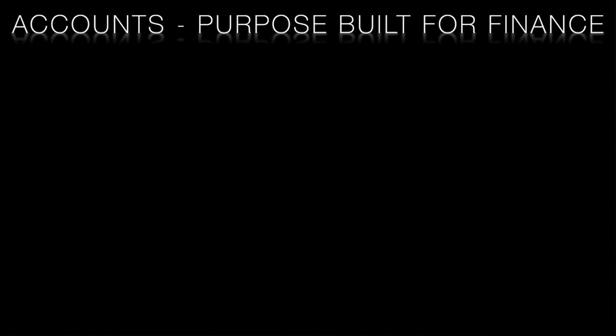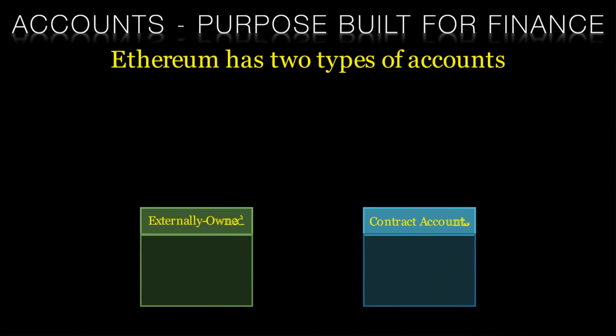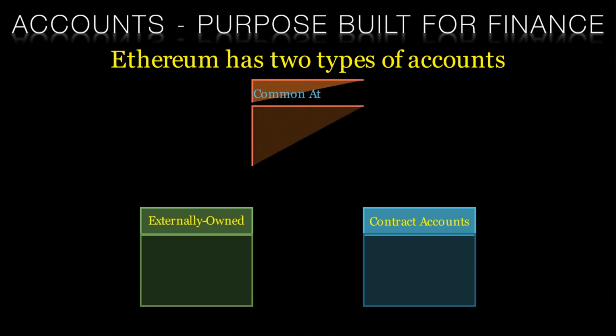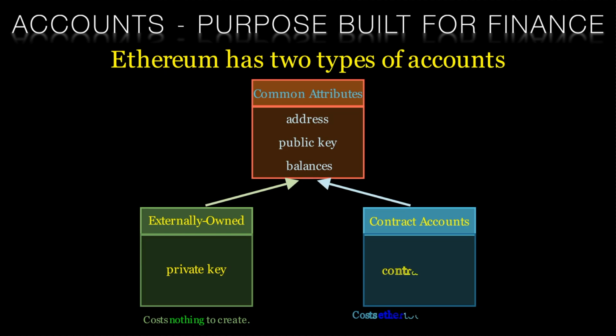Accounts, purpose-built for finance. On the Ethereum blockchain, there are two types of accounts: externally owned accounts and contract accounts. Both types of accounts have addresses and public keys. Both can contain crypto assets such as Ether and have balances accessed by the balance attribute. Only externally owned accounts have and are controlled by a private key. In contrast, contract accounts have no private key and are controlled by Solidity contract code.